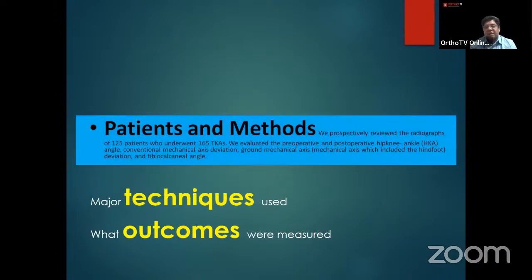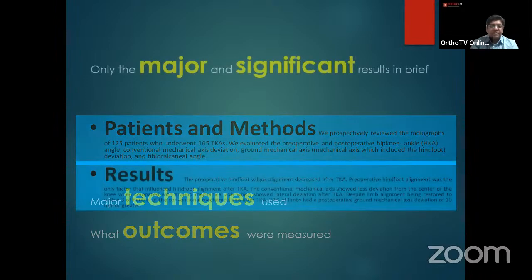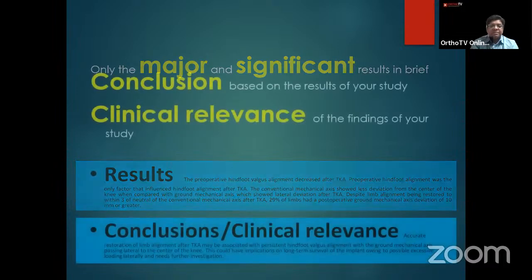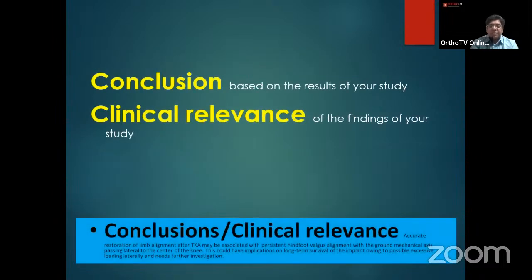Different journals will have different headings; you just need to follow them. But this section talks about the major methods and techniques that you have used, what outcome measures you have used, and how you have measured various things. Results are the major and most significant part, especially the complications, even in abstracts. The conclusion has to be focused around the clinical relevance of the article, based on your conclusion in your abstract.